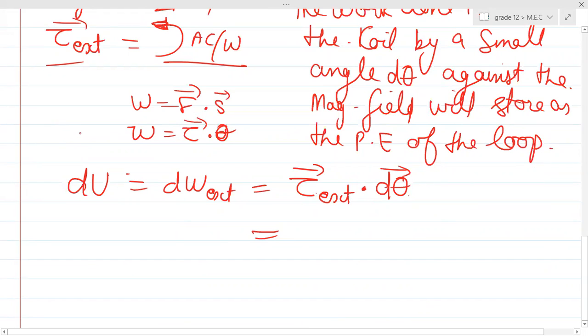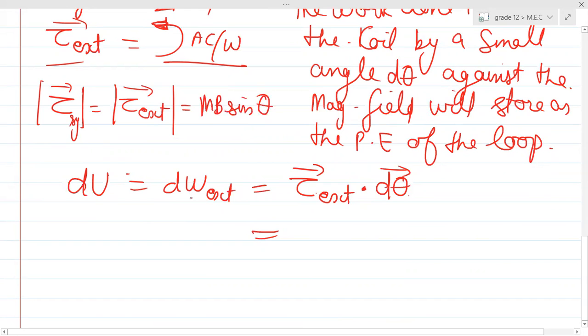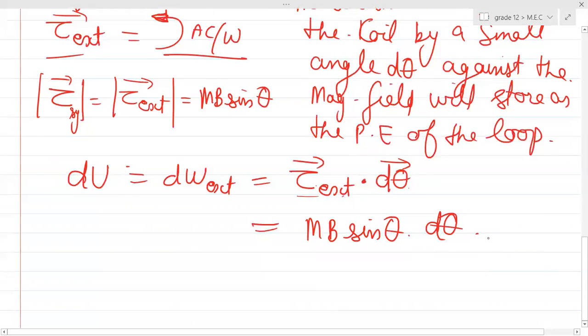Also please remember the magnitude of the system torque and the magnitude of the external torque should be equal, and this should be equal to mv. So basically when you do this, it will become mv sine theta d theta. Is this clear, guys? This is the potential energy stored. Is this clear?